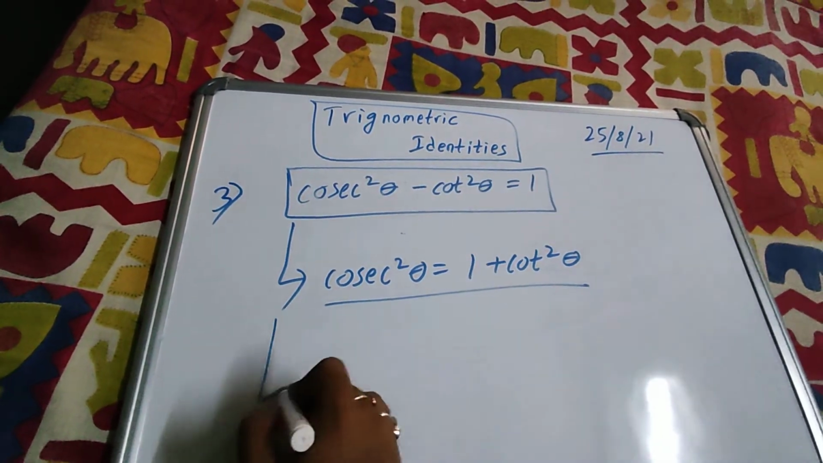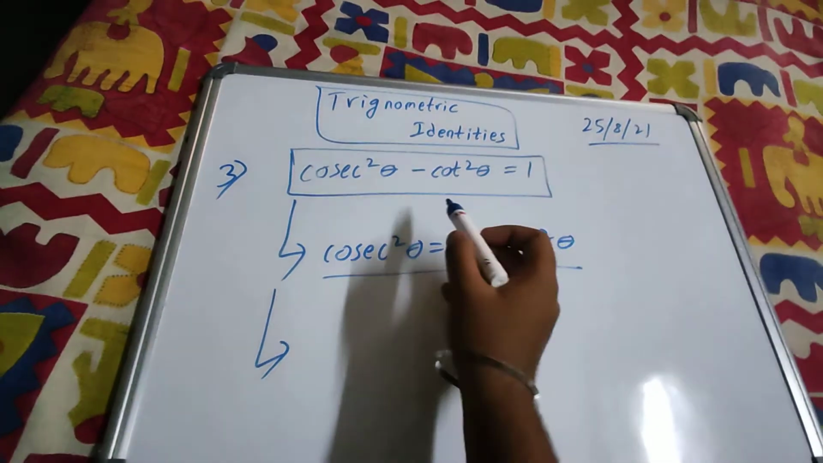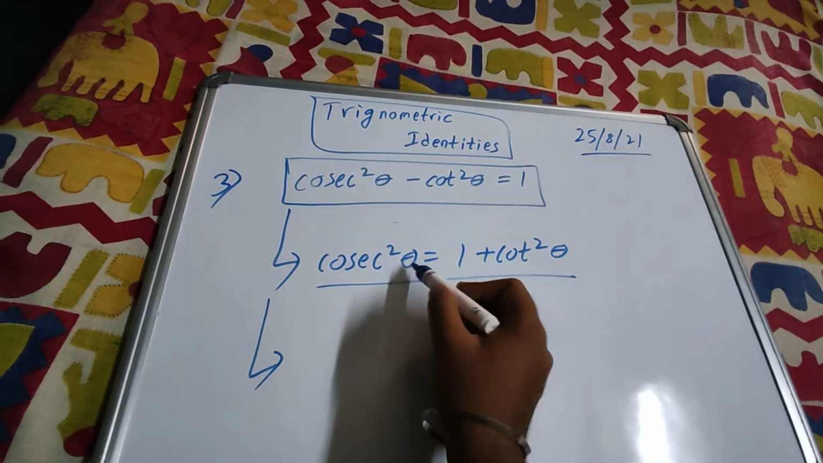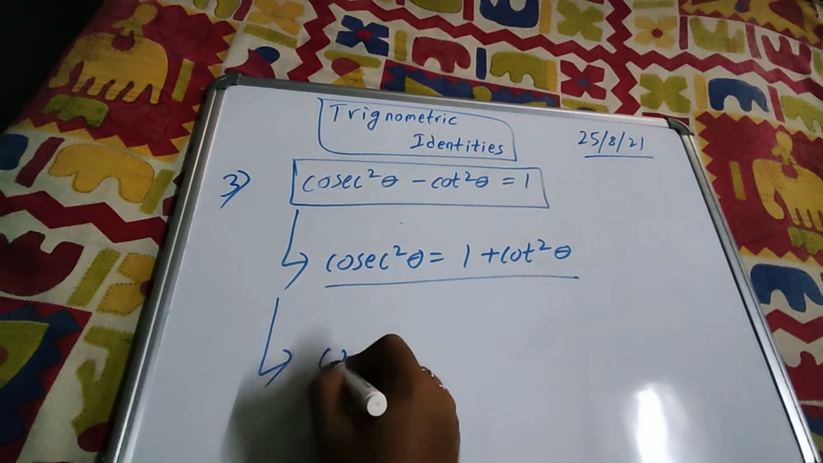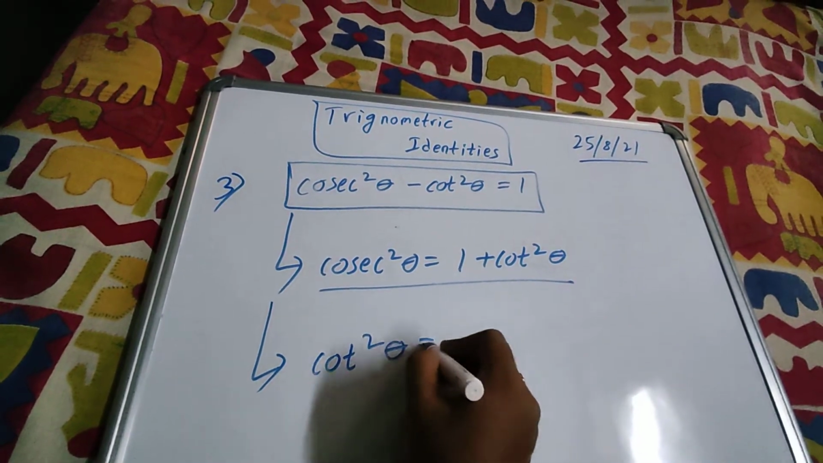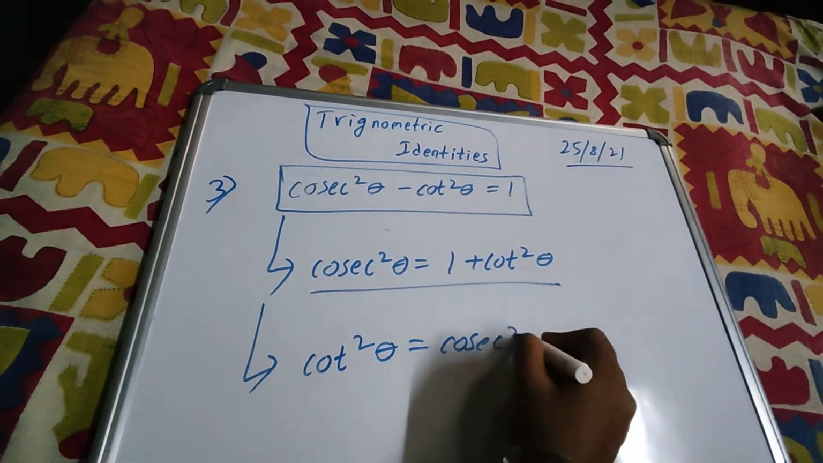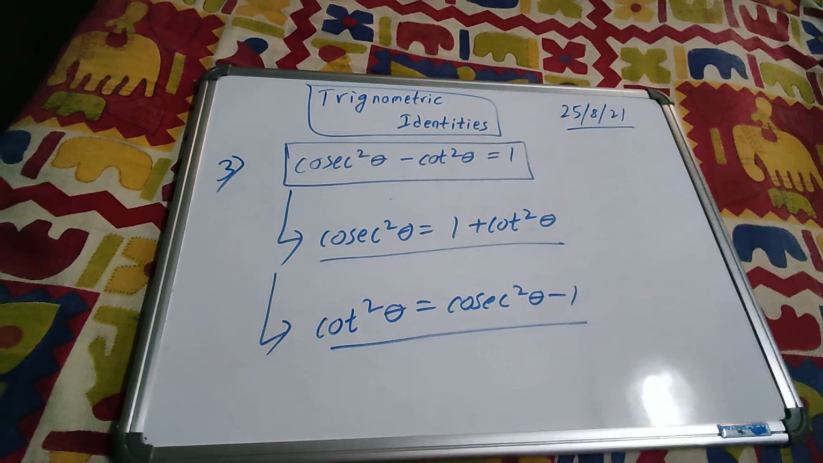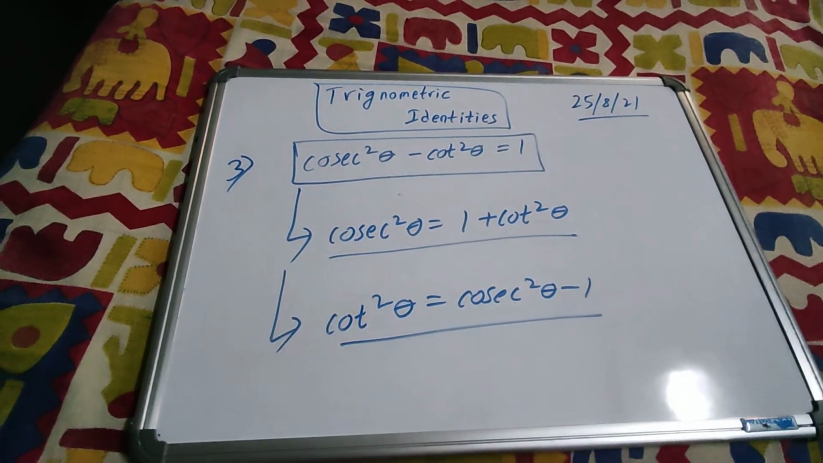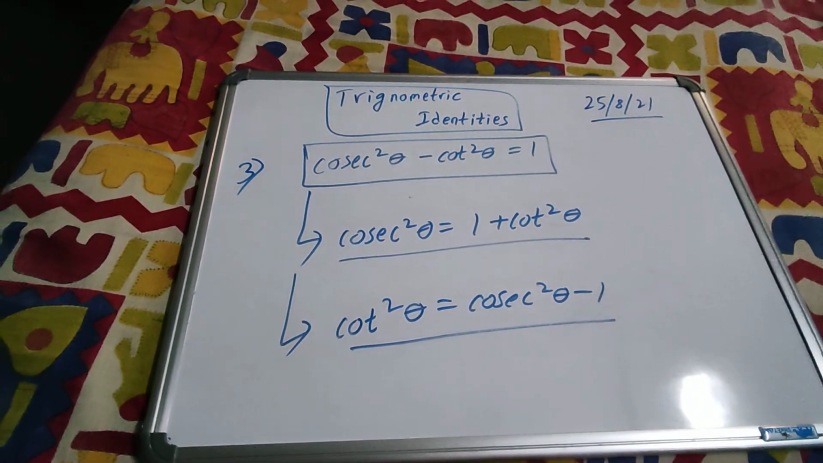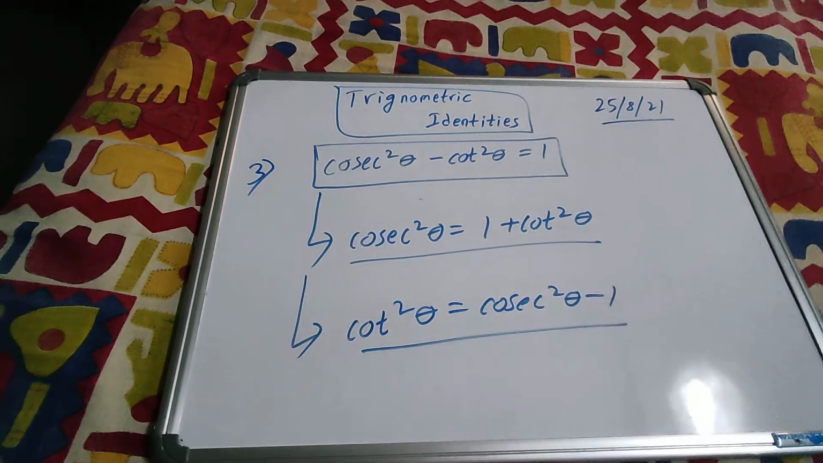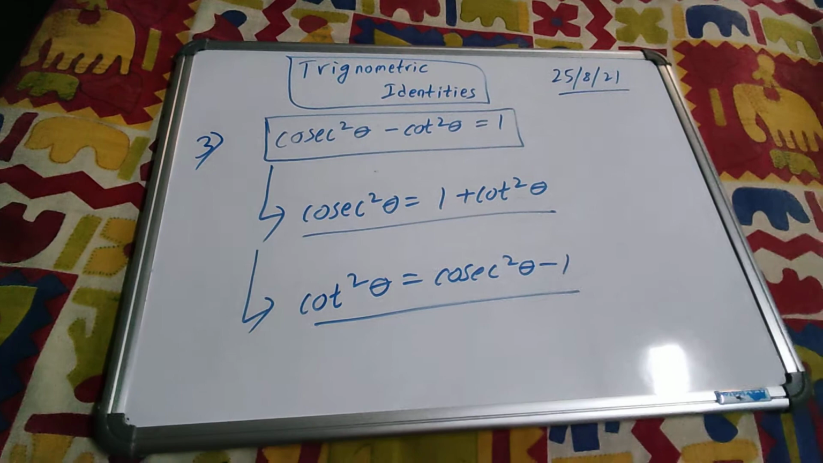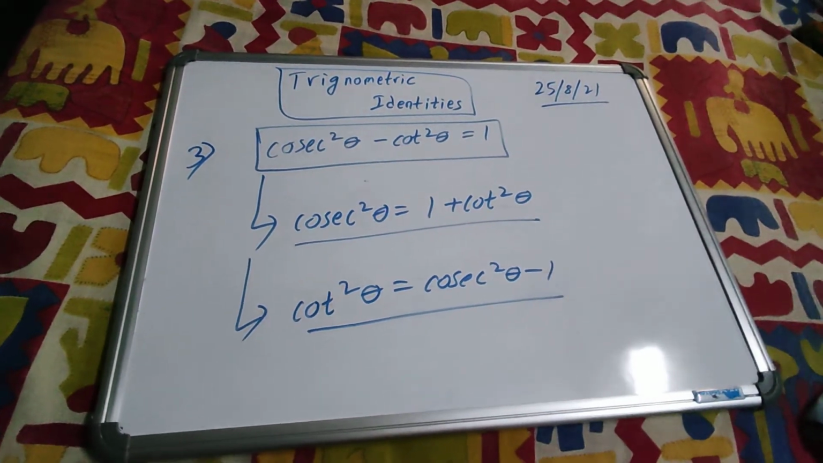And another counterpart can be, let's say from this 1, you take it from the right side to the left side, so it will become minus 1 on the left side, so it will look like cot square theta is equal to cosec square theta minus 1. Okay, another counterpart. So these are the total 3 formulas that we will need in this chapter. These are the trigonometric identities that we will need in this chapter, and the knowledge of the previous chapters will also be required.